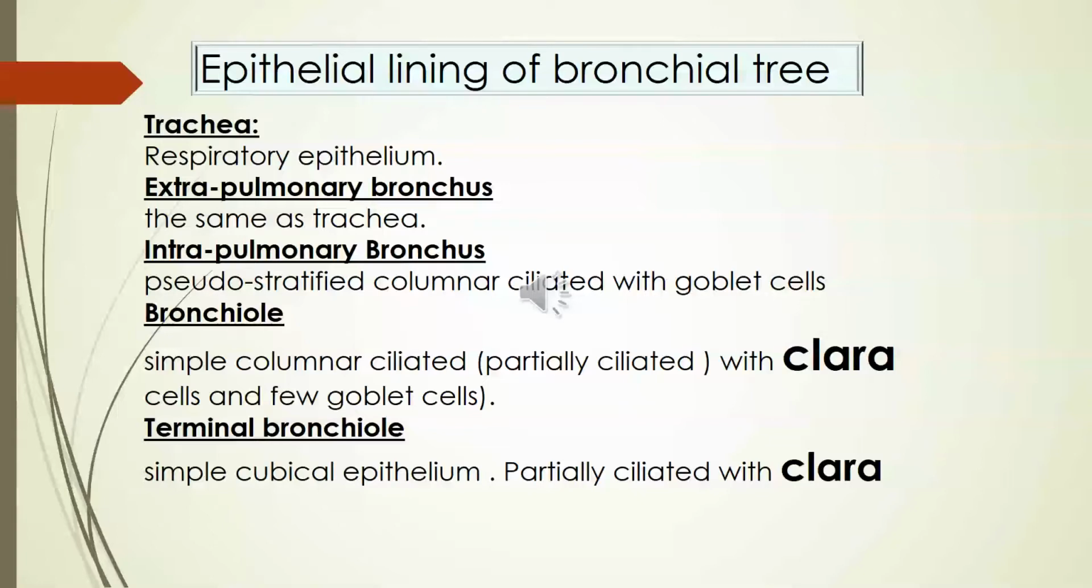Extrapulmonary bronchus has the same structure as the trachea. Intrapulmonary bronchus is lined by pseudostratified columnar ciliated epithelium with goblet cells. Bronchiole is lined with simple columnar ciliated and partially ciliated epithelium with Clara cells and few goblet cells. Terminal bronchiole has simple cuboidal epithelium, partially ciliated, with Clara cells.